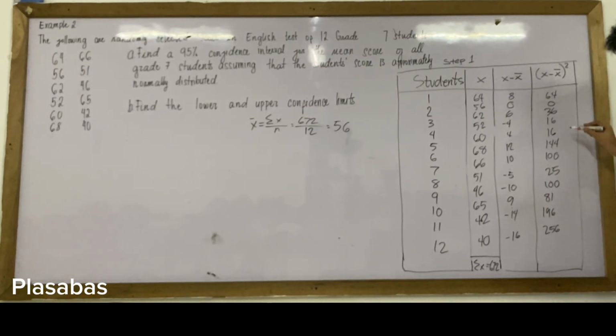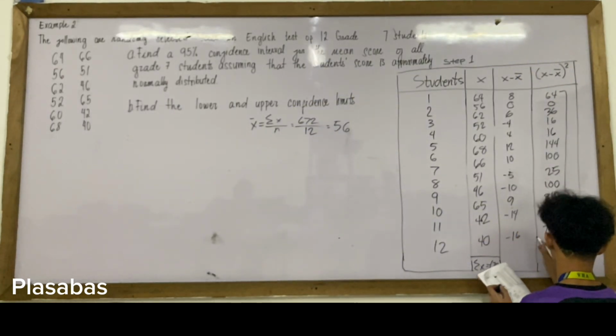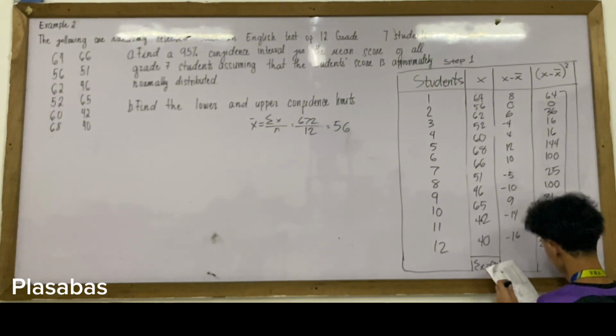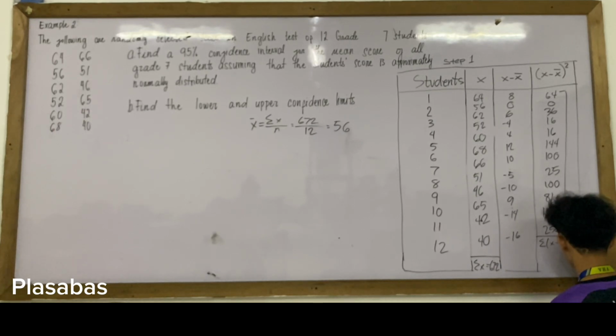And then we need to add it all. So 64 plus 0 plus 36 plus 16 plus 16 plus 144 plus 100 plus 25 plus 100 plus 81 plus 196 plus 256 is equal to the summation of the quantity x minus sample mean squared, which is equal to 1034.